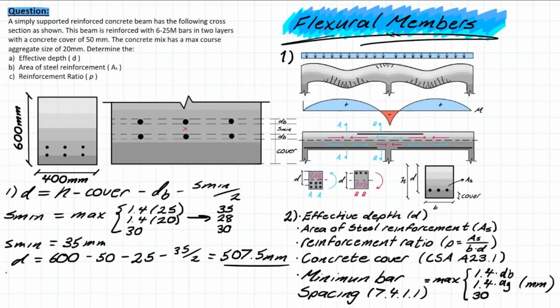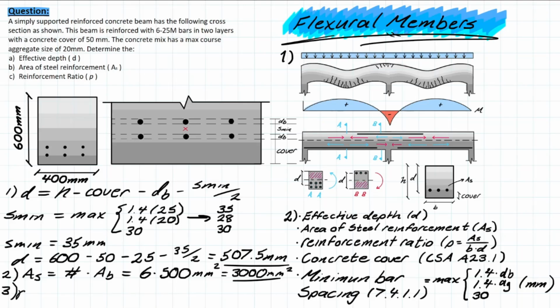The second one is asking us for the area of steel. So As is going to equal the number of bars times the area of each bar. We know that we have 6 based on the count. And for the area of a 25M bar, if you refer to that table I showed you earlier, each bar is going to be 500 mm squared. So that means this value is going to be 3,000 millimeters squared.